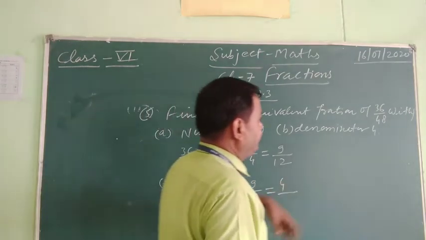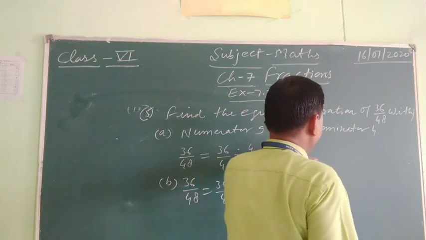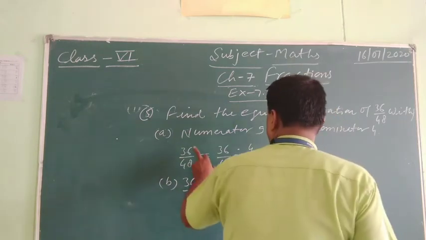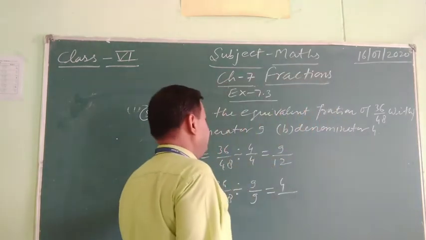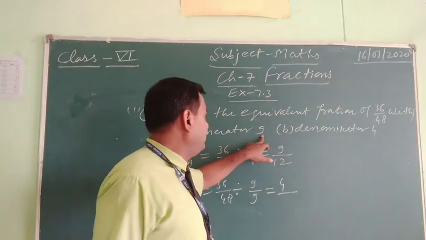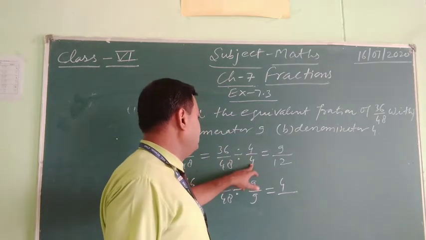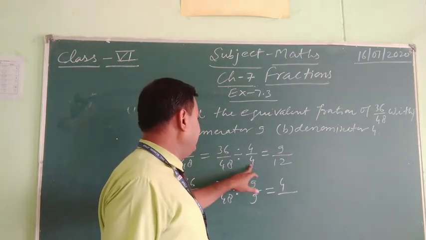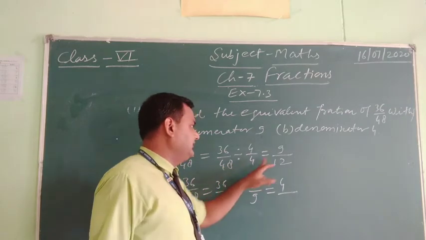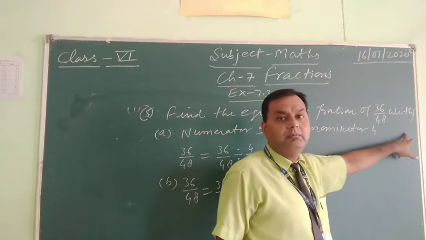Find the equivalent fraction of 36 upon 48 with numerator 9. Numerator 9, 36 upon 48 is given and we have to convert the numerator to 9. So what will you do? 36 divided by 4, 48 divided by 4. 4 nines are 36 and 4 twelves are 48. So 9 upon 12 is the equivalent fraction of 36 upon 48.